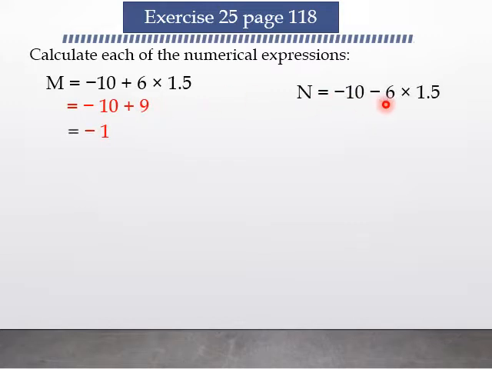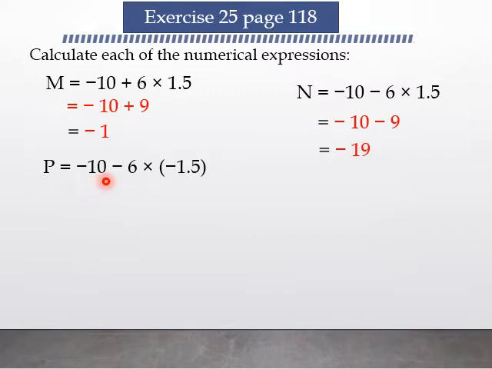N equals minus 10 minus 6 times 1.5. Here the priority goes to multiplication. I write minus 10, and what's the result of multiplying 6 by 1.5? It's the same as before. The result is 9. So it's minus 10 minus 9, which is minus 19.